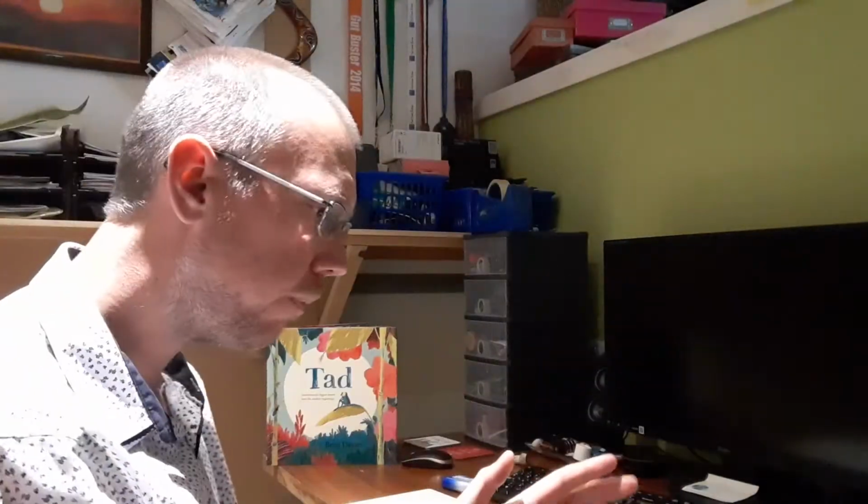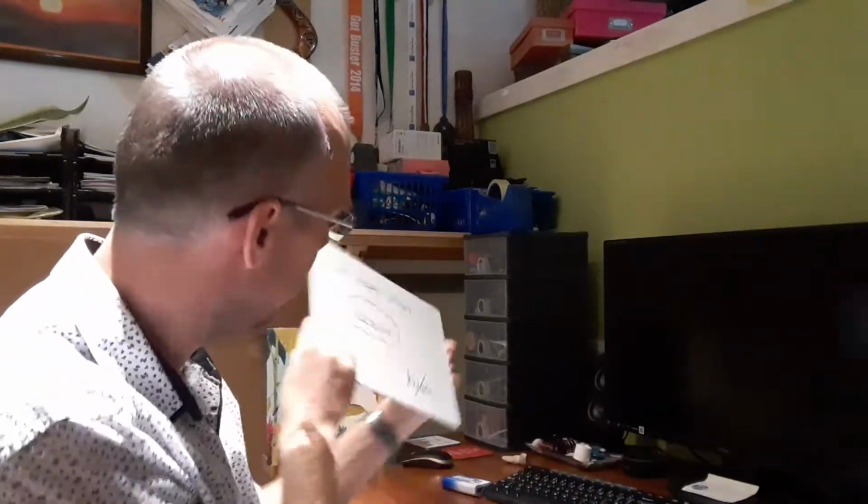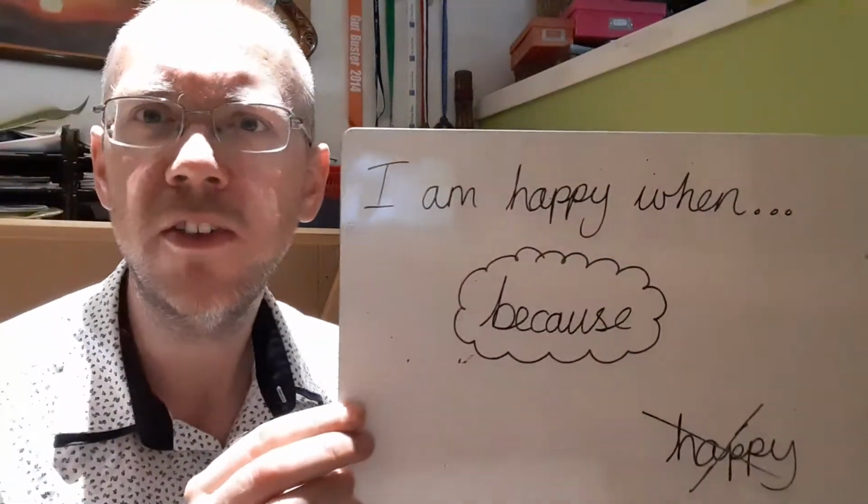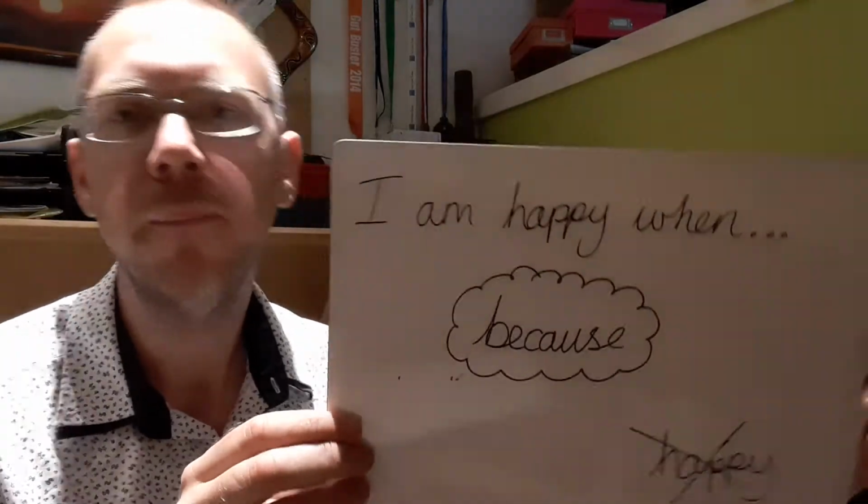So what we'd like you to do is write some sentences and perhaps draw some pictures to go with it of the things that make you feel happy. What makes you feel at home, comfortable? What gives you that warm feeling inside? And you can use a simple sentence starter. I am happy when. So I might say, well, I am happy when I'm out playing in the garden.